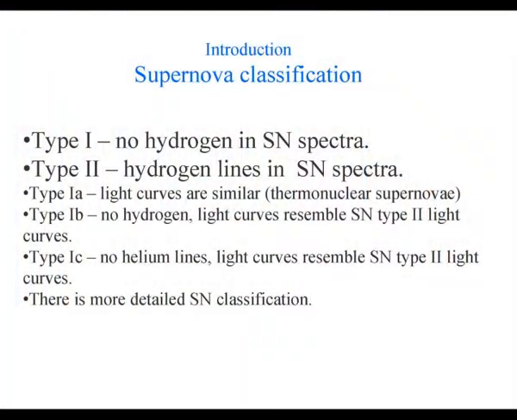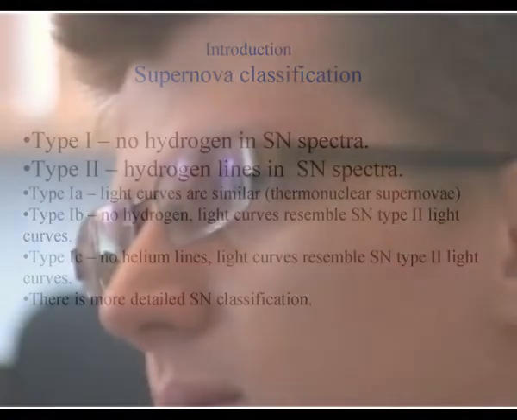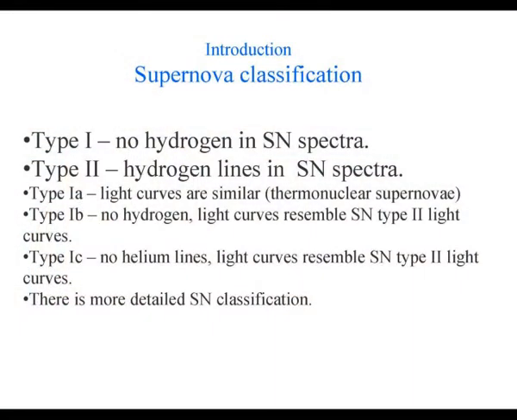There are other types, type 1b and type 1c supernovae, with some details which are written here. Also, as I told you, type 2 supernovae. Usually these type 1b, type 1c, and type 2 supernovae are so-called core collapse supernovae. And of course, there is a more detailed supernova classification. For example, tomorrow Professor Chugai's talk will be devoted to supernova type 2n, and so on.